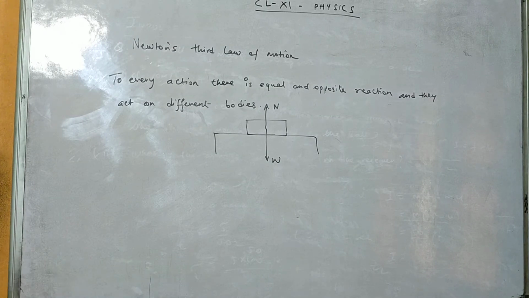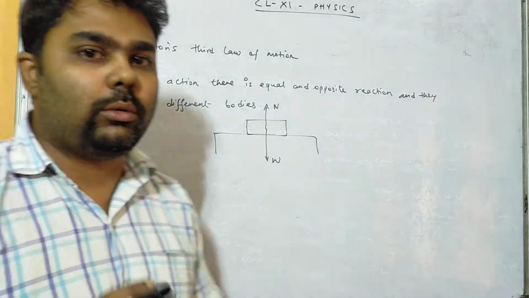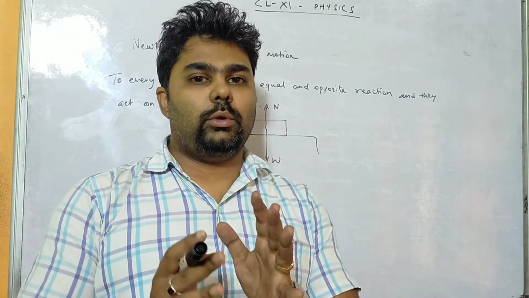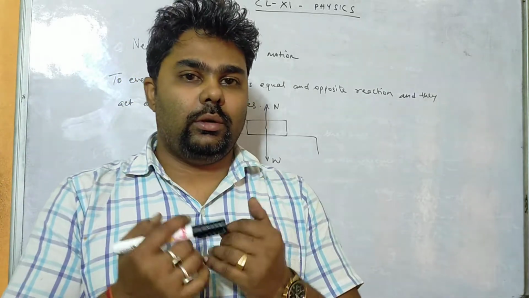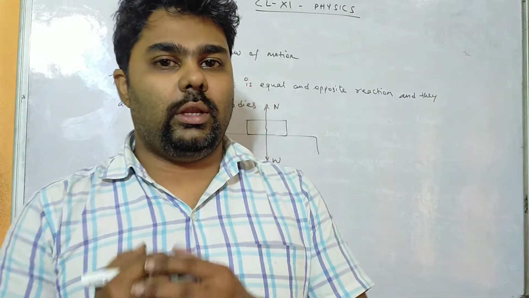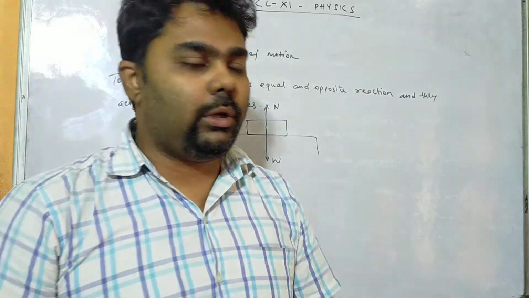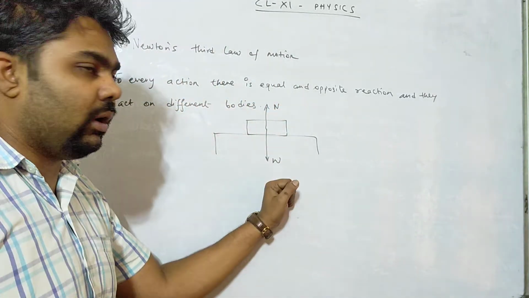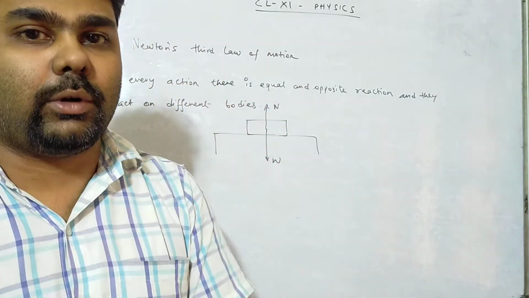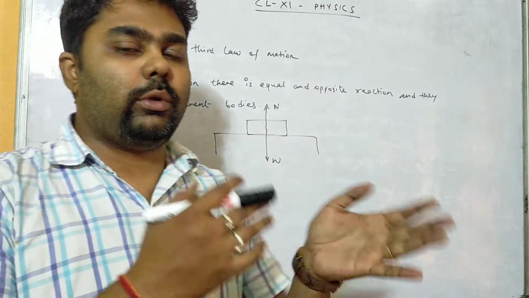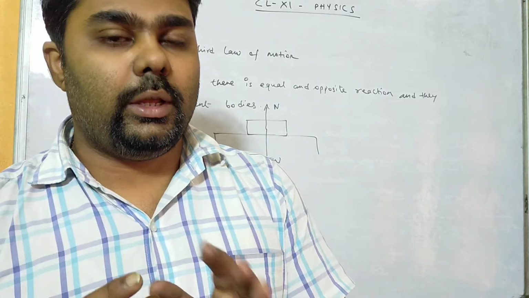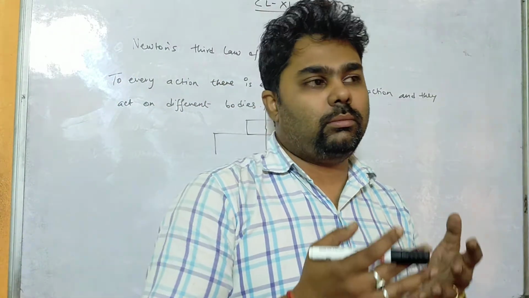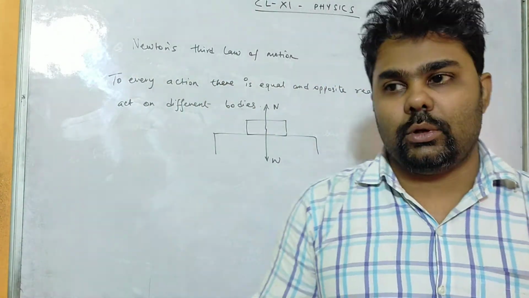Newton's third law of motion: to every action there is an equal and opposite reaction. So whenever you are applying a force on an object, you will receive a force in the opposite direction. For example, if we hit a wall, then also we will get hurt in our hand, right? That means the wall will also exert an equal and opposite force on you. In our daily life we experience this in most cases.